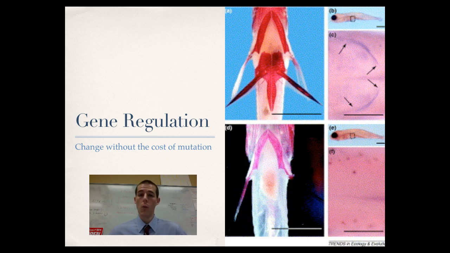So that's it. Quick whirlwind tour of possible ways that we could get novel body forms arising on the scene evolutionarily.